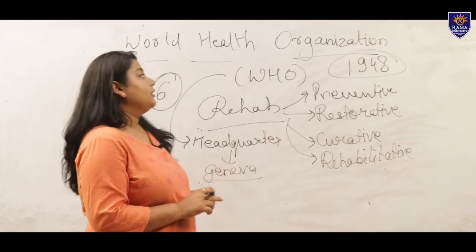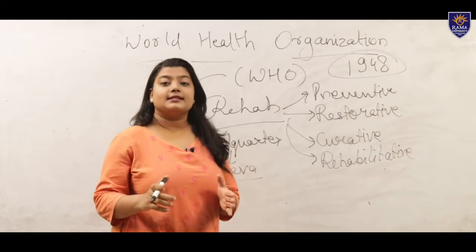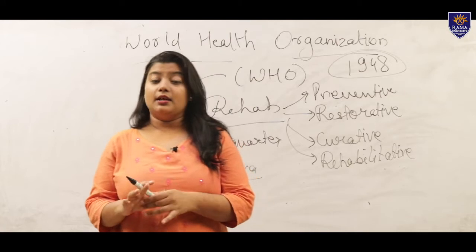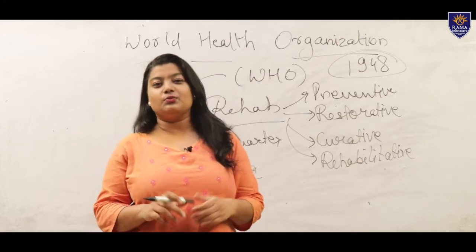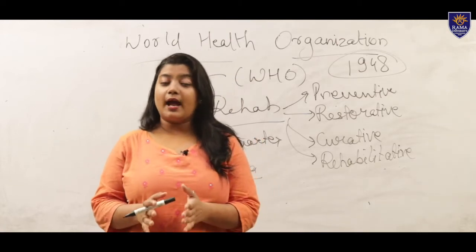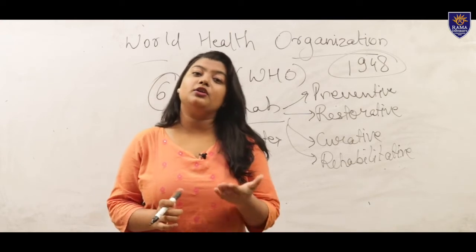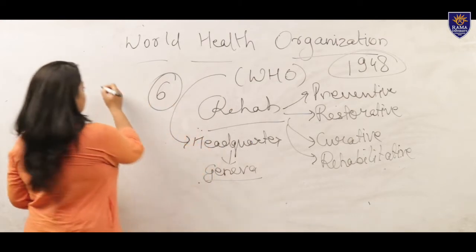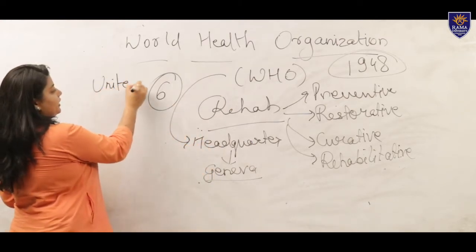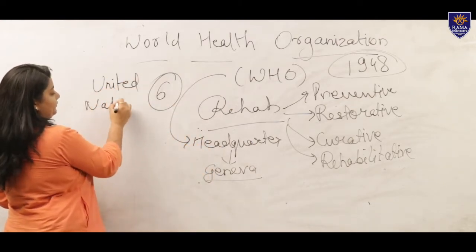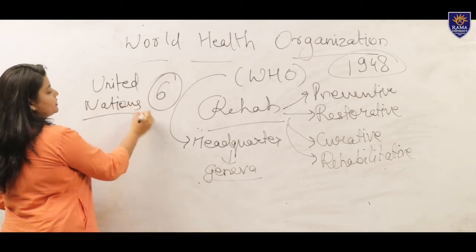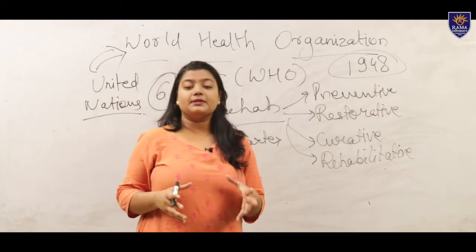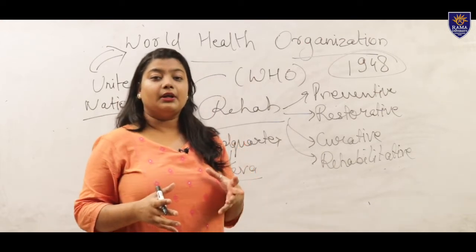So, WHO in general has some 12 to 13 agencies which run under WHO and which are governed by the laws issued by WHO. As you all know, United Nations is an independent authority. United Nations in general governs this WHO, which issues principles and guidelines for the betterment of people.